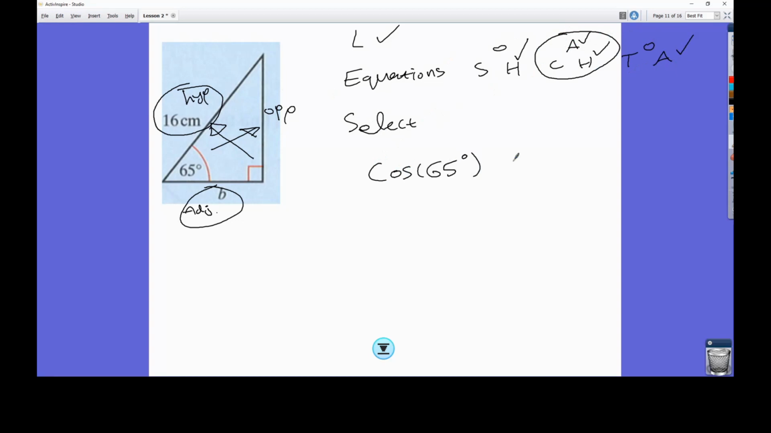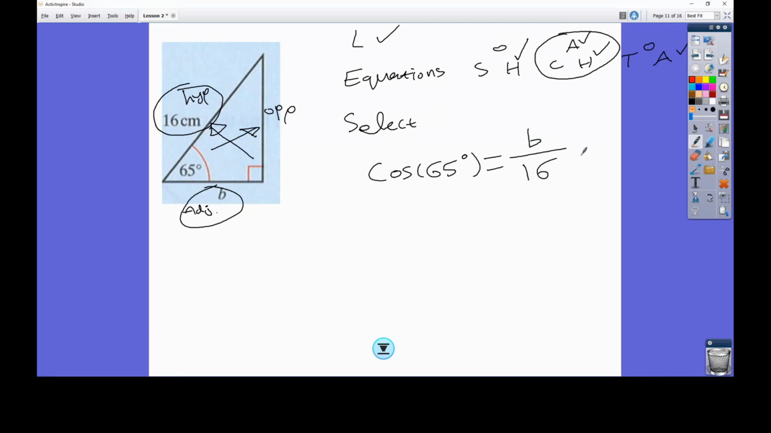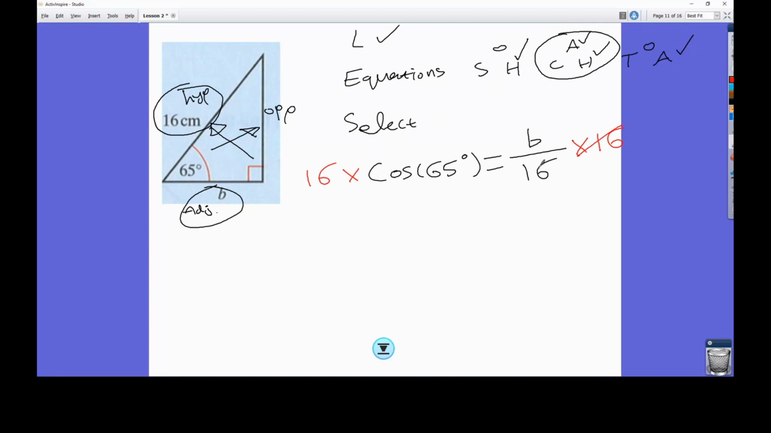So we're forming our equation now. Cos 65 is equal to adjacent over hypotenuse. So the adjacent is B and the hypotenuse is 16. Now I need to multiply both sides of my equation by 16. Doing that, on the right-hand side, it will cancel the 16s, leaving me with B, which is what I want. Just think to yourself, if I have 8 times 16, and then I divide it by 16, what's that going to be? It's just going to be 8. 16s cancel. So I have B is equal to 16 times cos 65.